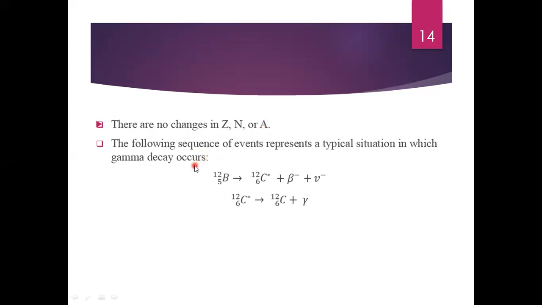So a nucleus may reach an excited state as the result of a violent collision with another particle. More common, however, is for a nucleus to be in an excited state after it has undergone alpha or beta decay. So the following sequence of events represents a typical situation in which a gamma decay occurs. First of all, a boron element undergoes beta decay, and a carbon 12 in the excited state is produced as a daughter nucleus. Then the carbon in the excited state undergoes gamma decay, or loses a high energy photon, and comes to the ground state. So this is the sequence for the radioactive decay of gamma decay.